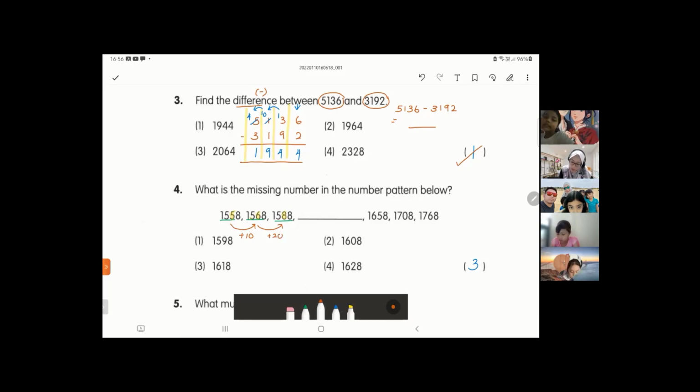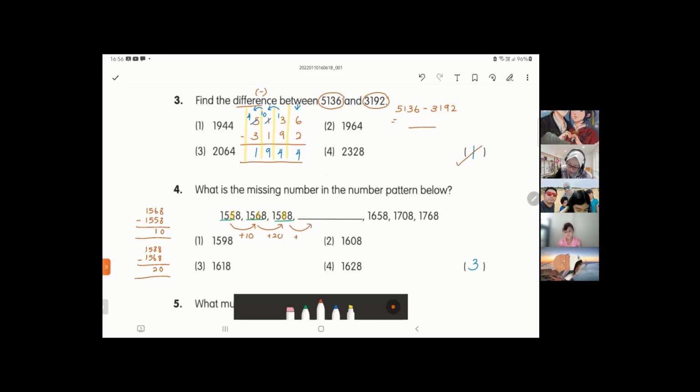How do I know that? So let's look at 1,568 and 1,558. If you minus, you get 10. And then if you take 1,588 and 1,568, you minus, you get 20. See? You just have to look at the difference of the numbers in between. So you can say, I have to add something here also, right?